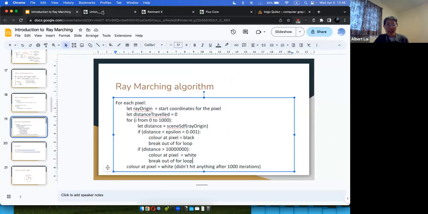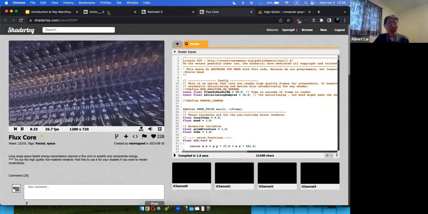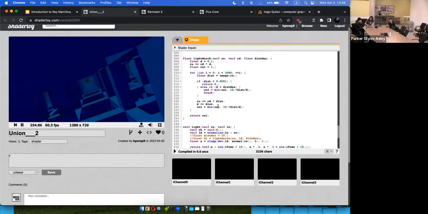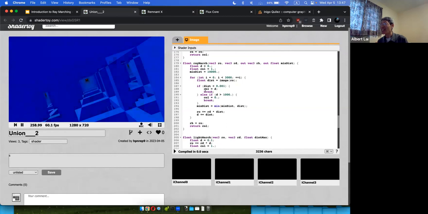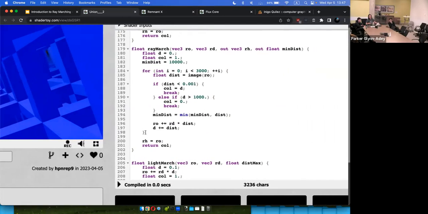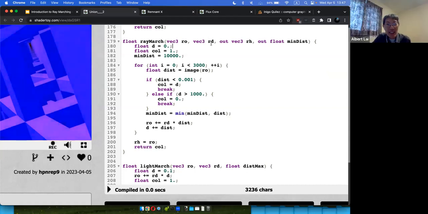So when does distance change at all? Either distance or distance traveled. Yeah, I forgot to include that. So this would be what it actually looks like. Okay, so direction, RD.